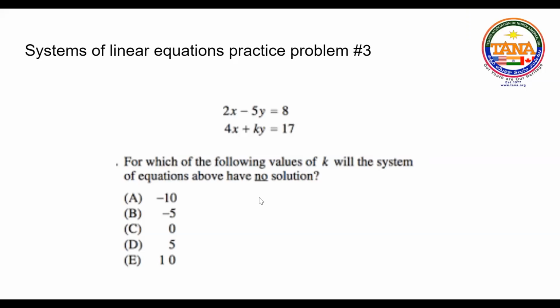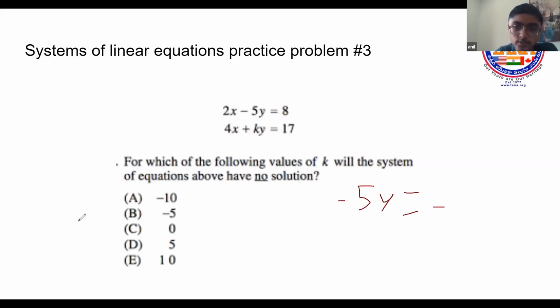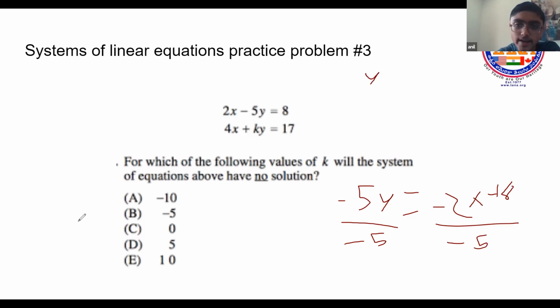I'll solve it now. What we do for these types of questions is isolate for y. You turn it into y equals mx plus b, simply because that's the slope equation, and it's easiest to figure out where the slope will be parallel and there's no solution. So you turn the first equation into -5y equals -2x plus 8. You divide by -5 on both sides, and that becomes y equals 2 over 5x plus 8 over 5.